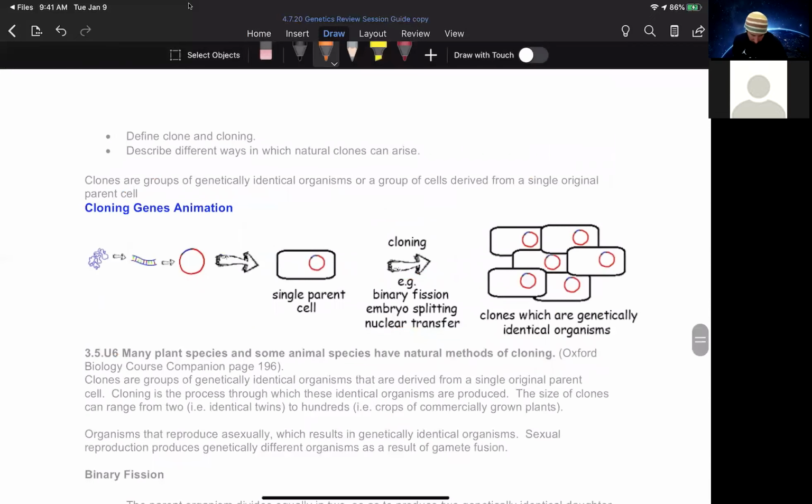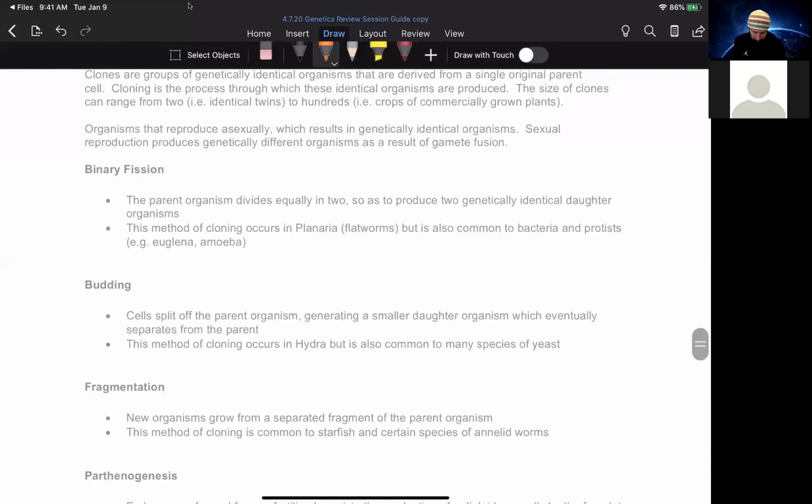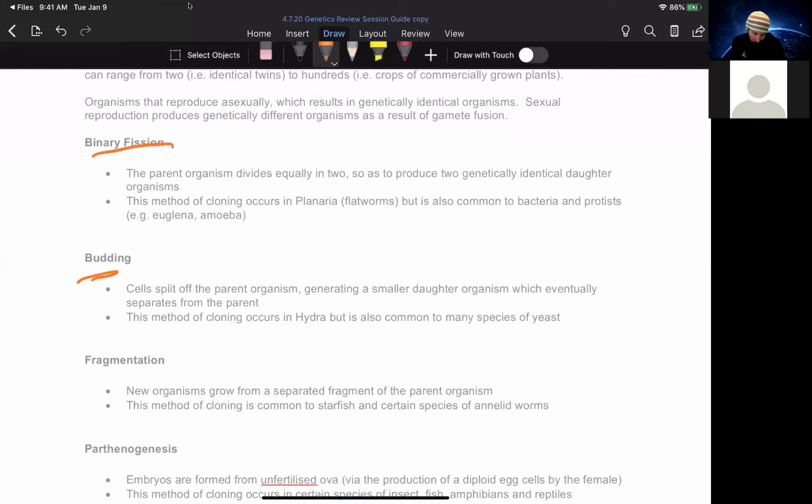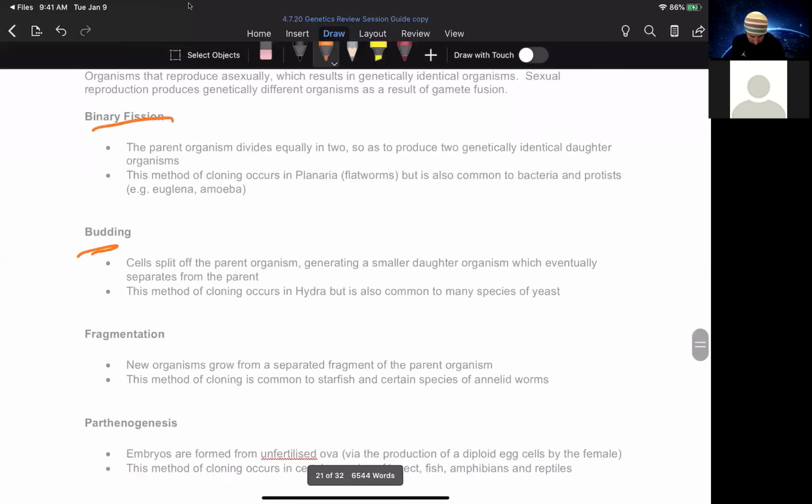Cloning is very similar to what we just talked about with genetic modification. It's just the whole genome instead of parts of genes. Don't forget about binary fission. That's how prokaryotes reproduce, and budding, that's more of a yeast type of thing. I wouldn't study those a ton, but just don't forget about them. Okay.